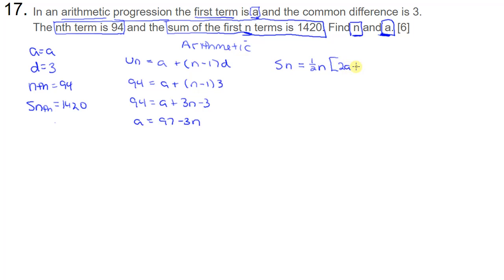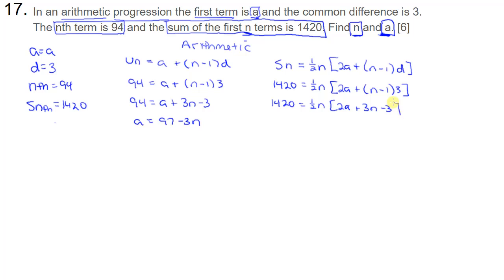Now the other formula, the sum formula, I'm going to do the same thing. I'm going to fill in what the sum I know is, 1,420. I don't know what n is. I don't know what a is. I don't know what n is, but I do know what d is, that's 3. And so again, I'm going to try to simplify this. 1/2 n times 2a plus 3n minus 3. And then there are different choices.